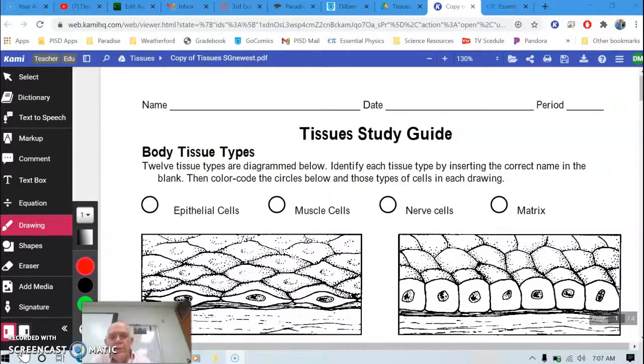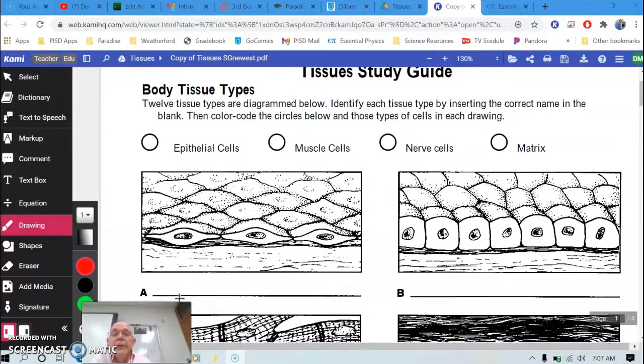Okay, so what we're going to do here, the first section you can see here is the body tissue types. And you have different choices. If it says epithelial, you're going to color the epithelial cells that color. For example, these two first ones are epithelial. So you're going to make a key up here, color them that color. Now, the name down here is where you would say stratified squamous or simple cuboidal or simple columnar or whatever. And you would type what type of tissue it is here and here.